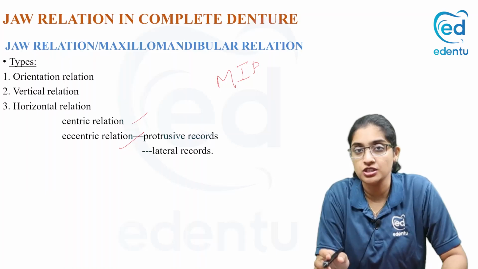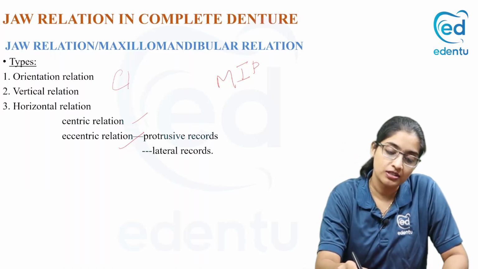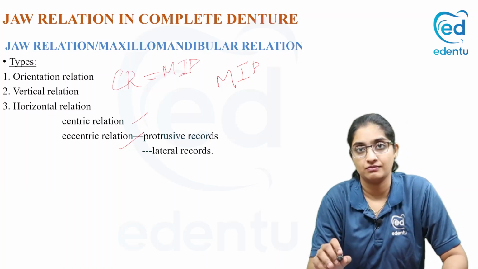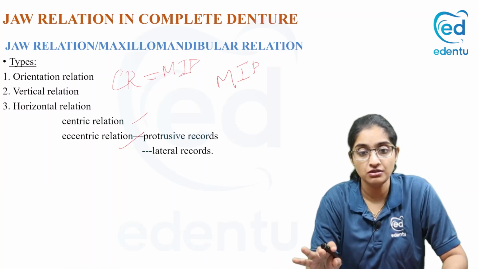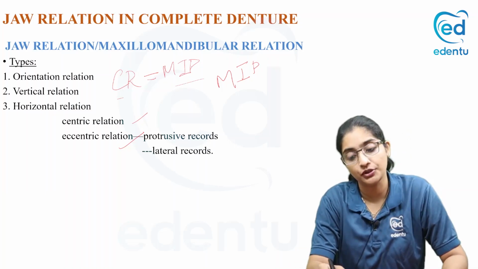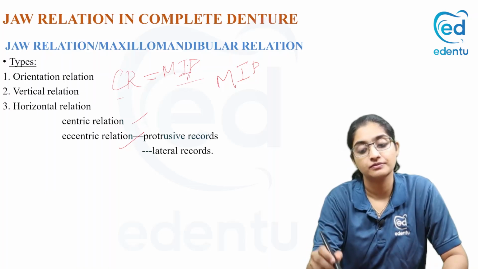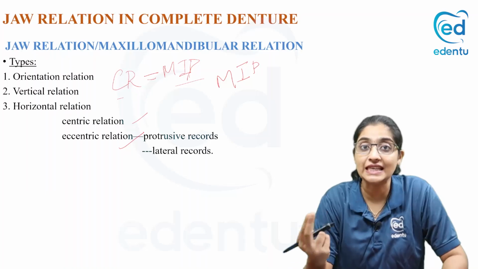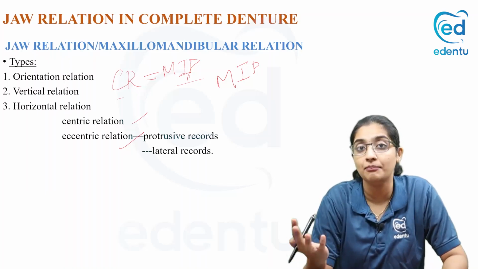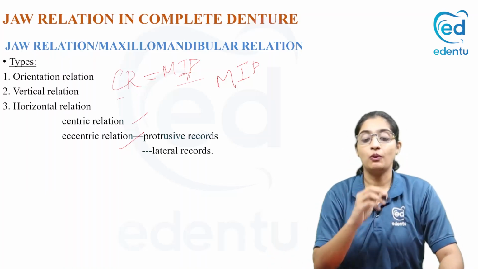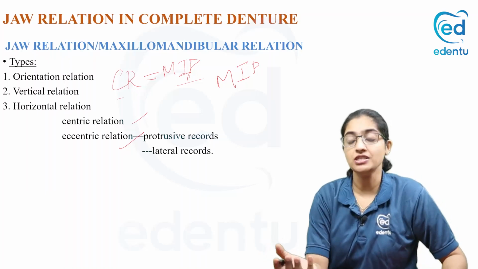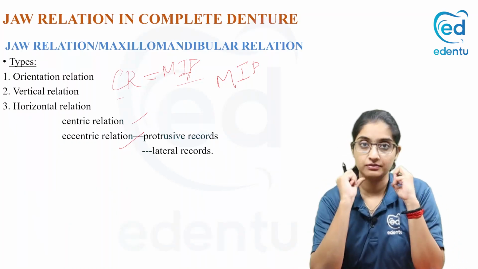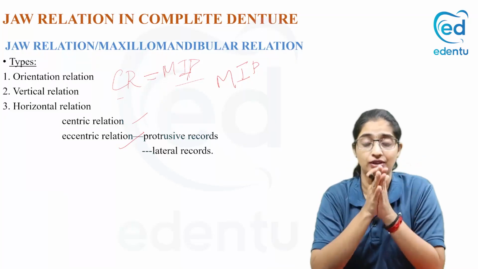In dentulous patients, in most situations, your centric relation will be equal to your maximum intercuspation position. If you have a proper occlusion, your centric relation will be equal to your maximum intercuspation position. Once the tooth is lost, you have to recreate that position by guiding the mandible into centric. We will discuss centric relation, which will determine that biting position. Now that is your centric relation.